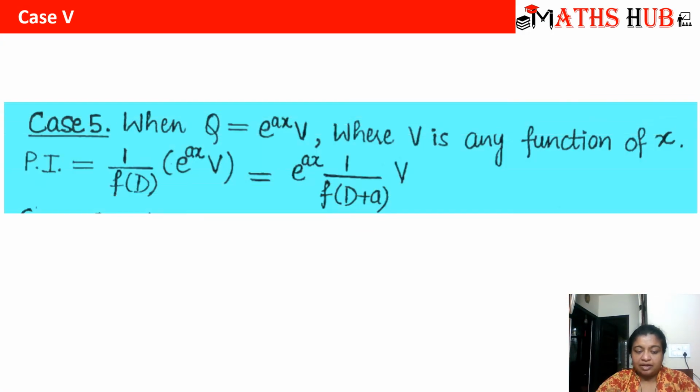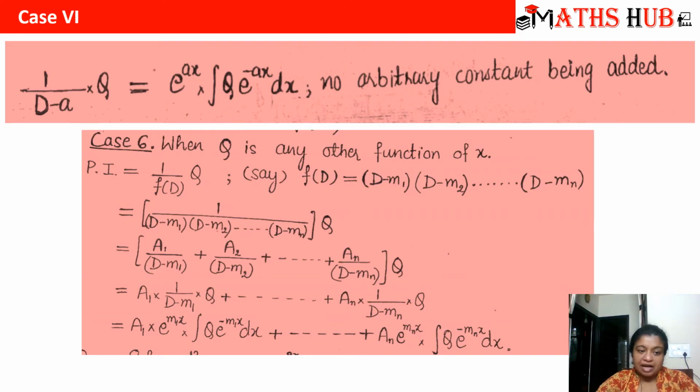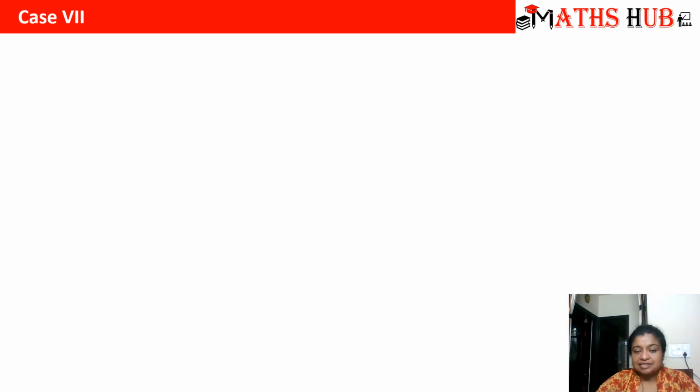Then was case 5, in which we have a product function e raised to power ax into V, and V can be any one of the functions that we have discussed before. In this case, the exponential comes out and D gets replaced by D plus a. In case 6, if we have a linear factor 1 by D minus a, it is converted into integration as e raised to power ax, integration Q e raised to power minus ax dx. And if we have a product of linear factors, we can take the help of partial fractions, split the denominator into linear factors, and apply this rule separately. So now let's come to case 7.